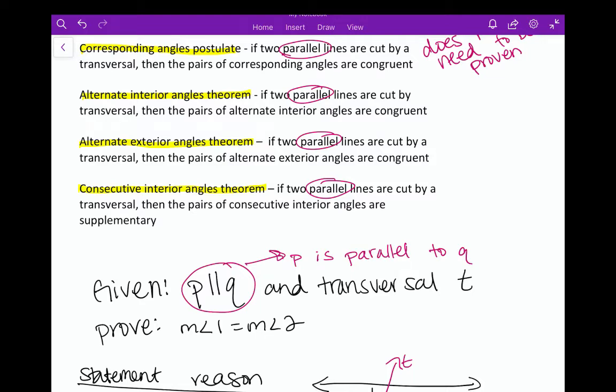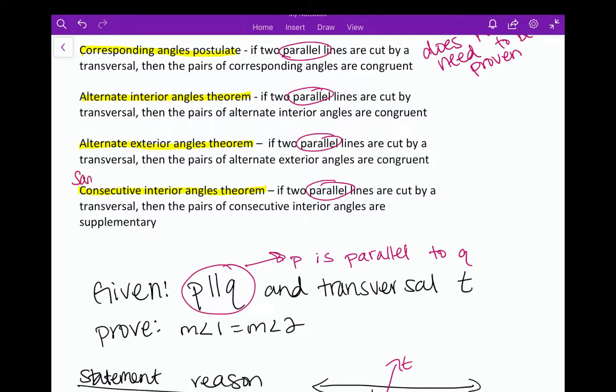Remember, I said same side instead of consecutive in the last example or last video. If two parallel lines are cut by a transversal, then the pairs of consecutive angles are supplementary, not congruent. So make sure you pay attention to that. So now that we know the relationships with these angles, we know how to identify alternate interior, exterior, same side interior, that kind of stuff from a diagram. Now we know some things about those specific angle relationships.